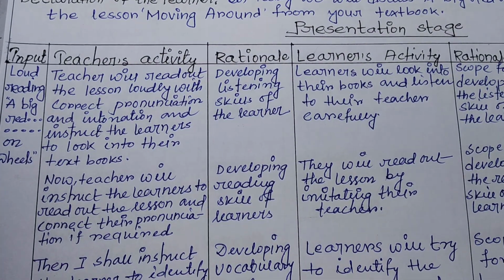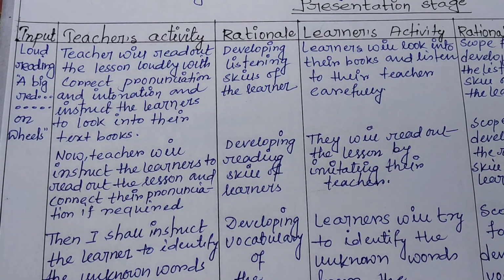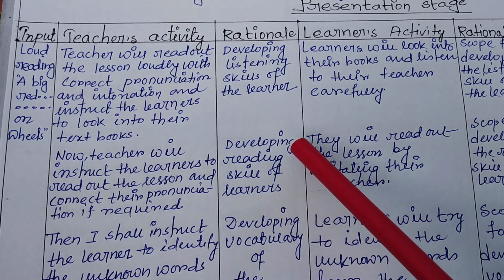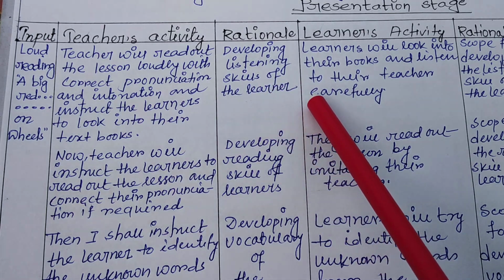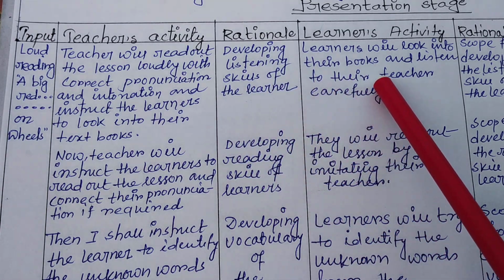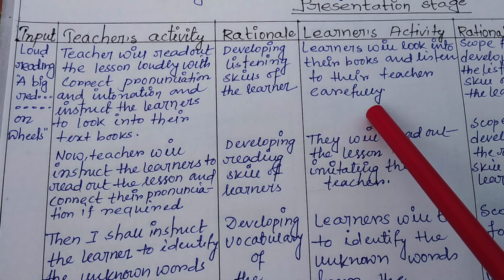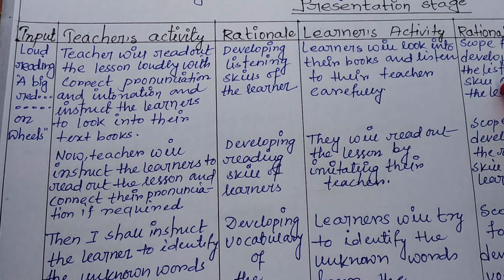Next, presentation stage. The teacher does the first loud reading. The teacher reads out the lesson with correct pronunciation and intonation and instructs the learners to look into their textbook. Why does the teacher do so? Developing the listening skills of the learner. Learners will look into their books and listen to their teacher carefully. Scope for developing their listening skill.